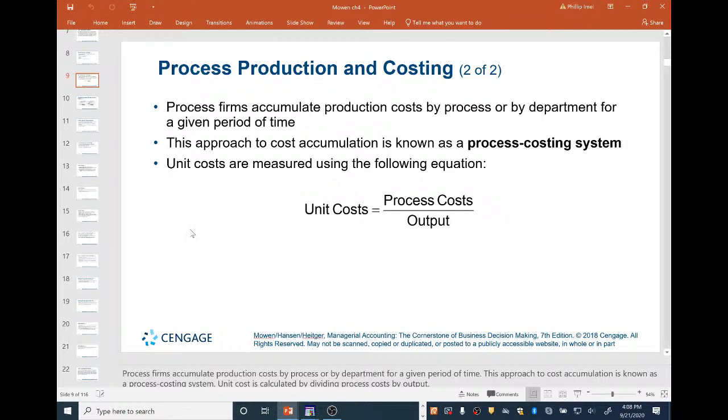So process firms accumulate production costs by process or by department for a given period of time, as opposed to just that individual unit, right? For job costing, it's by the job, whereas for the process, we're worried about a whole department or the whole entire process because the units are homogeneous, or alike. So we're concerned with the whole group as far as how the costs accumulate. This is known as a process costing system. Unit costs are measured using the following equation: unit cost is your process cost divided by the total output.